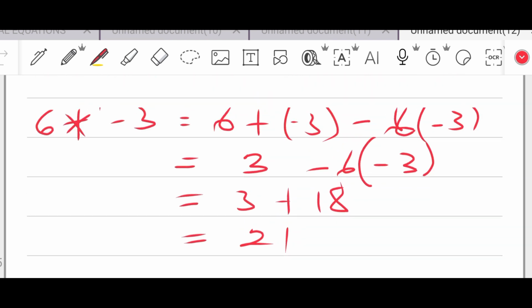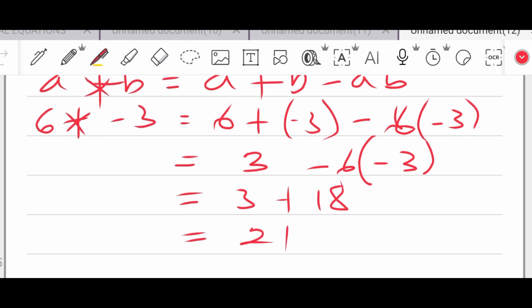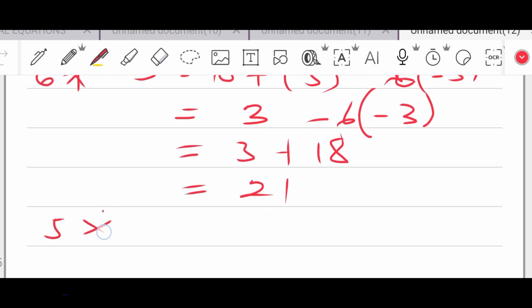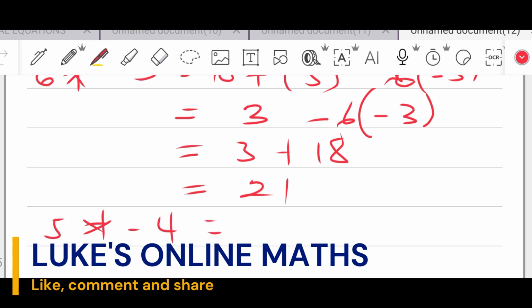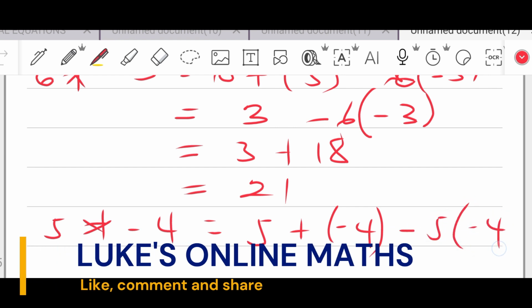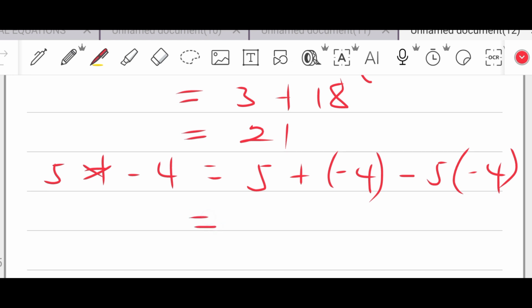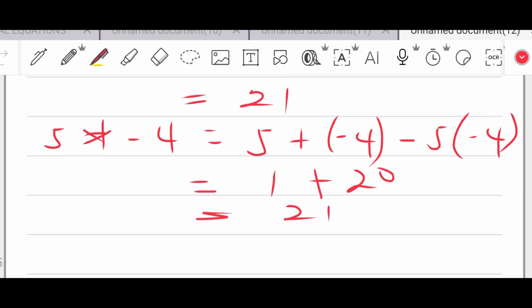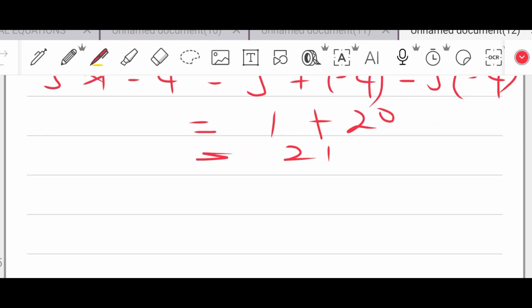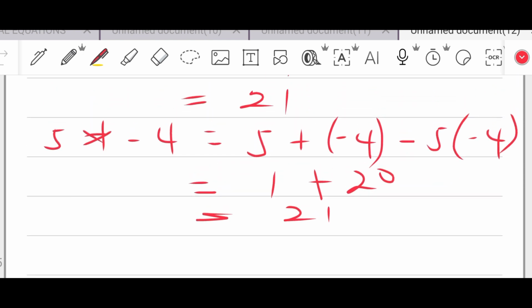In the second example, we are told 5 operation -4. So 5 operation -4 gives us 5 plus -4 minus 5 times -4. Coming down, 5 minus 4 gives us 1. Then 5 times -4, a negative product, gives us positive, so plus 20. Together we have 21. So this is how binary operation is evaluated.